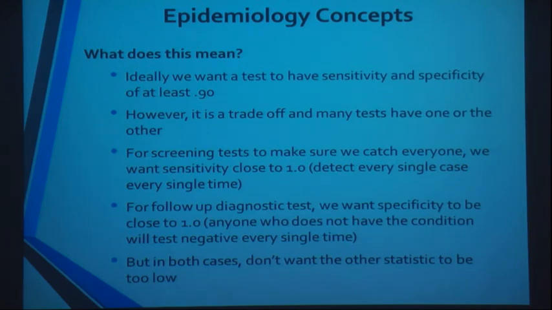So what does this mean? Ideally, we want a test to have sensitivity and specificity of at least 0.9. That's generally considered a good test. However, it's a trade-off because typically when one goes up, the other one goes down. So we have to find that point where we have a good balance. We also consider whether it's a screening test or a diagnostic test. For screening tests, we want to get everybody. We want to make sure that we don't miss anybody. So in that case, we want sensitivity to be very close to 1. This is different from a diagnostic test, a follow-up test that you would use, where you want to make sure you're not saying somebody has the disease when they don't. So in that case, we want our specificity to be close to 1. But in both cases, you don't want the other statistic to be too far out of balance.